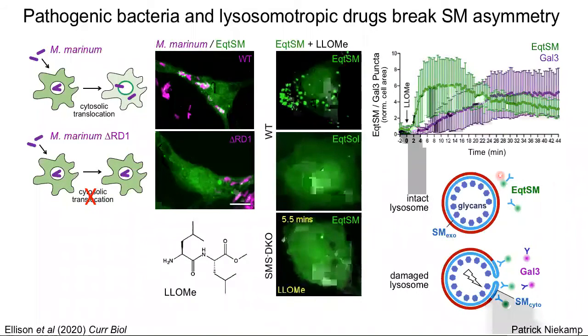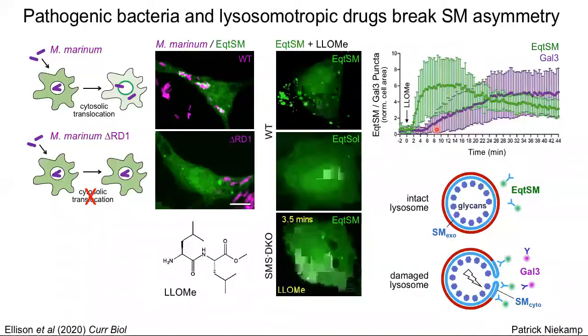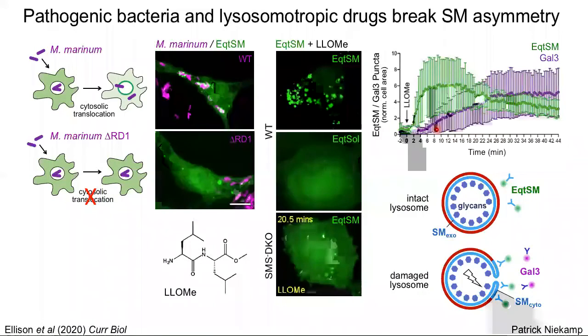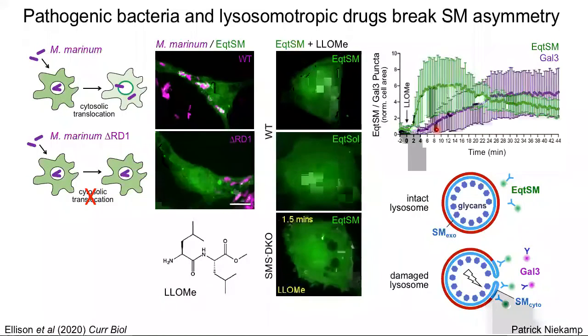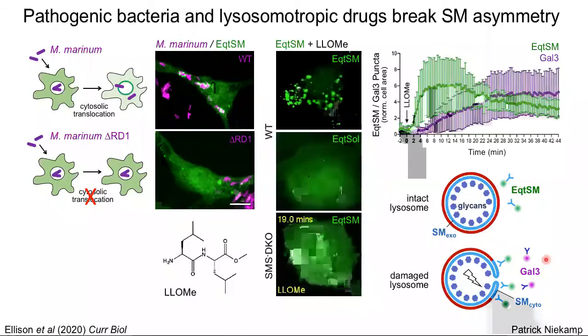But importantly, the sphingomyelin reporter was recruited to damaged lysosomes prior to galectin-3 recruitment with a time difference of about 5 to 6 minutes. And collectively, his data and those reported by Felix Rando's group indicate that a break in sphingomyelin asymmetry is an early marker of lysosomal damage that precedes the catastrophic breakdown of lysosome integrity when the luminal glycans get exposed and recognized by the cytosolic galectins.